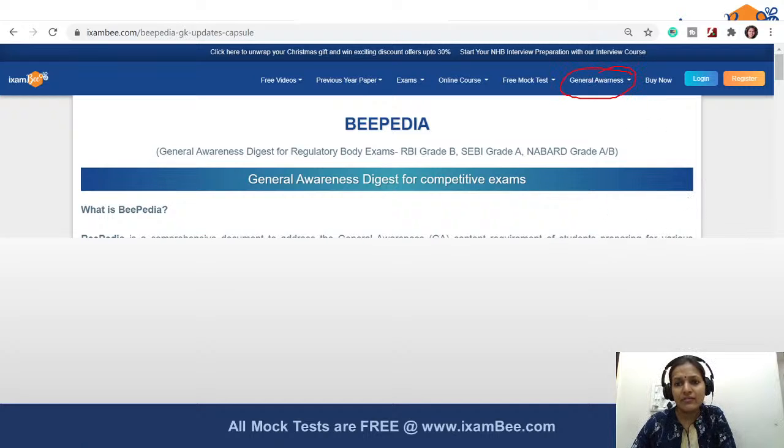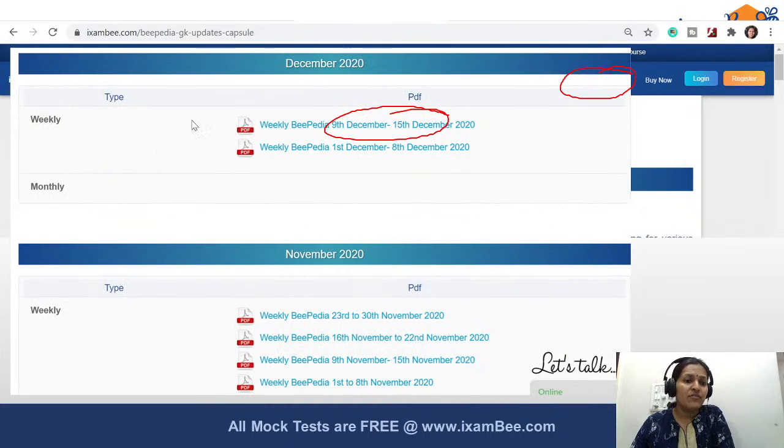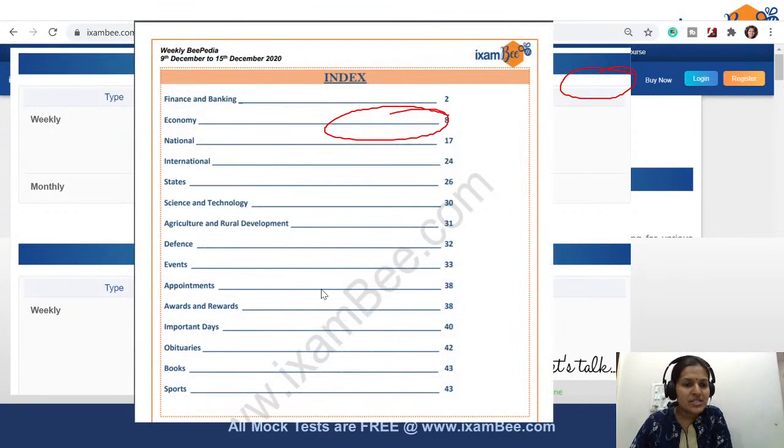This general awareness digest, Bpedia, is the name of our general awareness digest for all competitive exams. You can find it on a weekly basis. So every 4 publications you will find on a weekly basis, and one monthly for that particular month. So you'll find one for November, and by the end of December you'll get one for December.